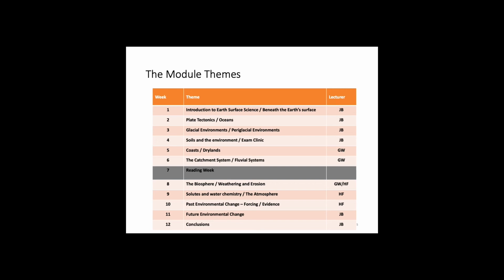There will also be a number of clinic sessions. Some of these are timetabled, so for example, the exam clinic in week 4, and for some of them, the details will be provided as the course progresses on QM+. So we might add, for example, a clinic for glacial environments, but the details of that will be provided to you on QM+, so keep checking the module pages.